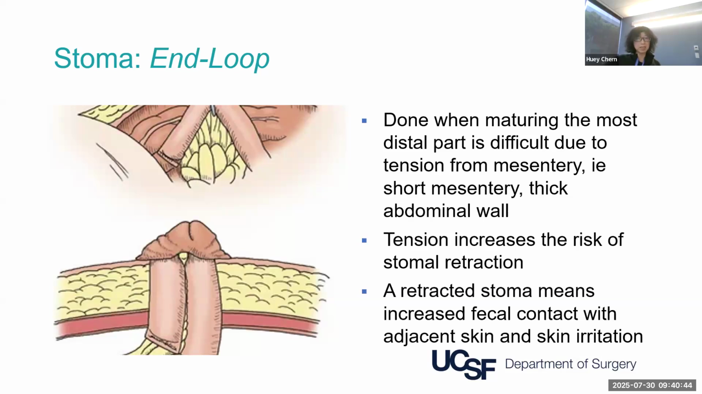So you end up doing this end loop, as the apex of this short mesentery may be the place where you have the most mobility. We do try to create the stoma with minimal tension, because otherwise the stoma can retract and make it a lot harder for patients to pouch, with more skin irritation. And if it really retracts below the fascia, that's obviously a surgical issue, and would lead to peritonitis.